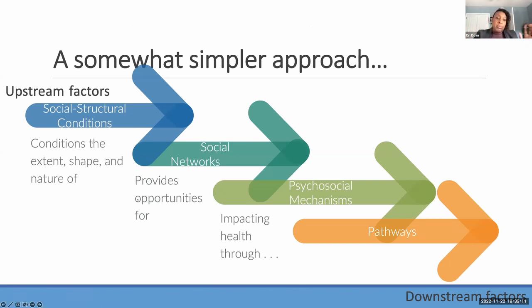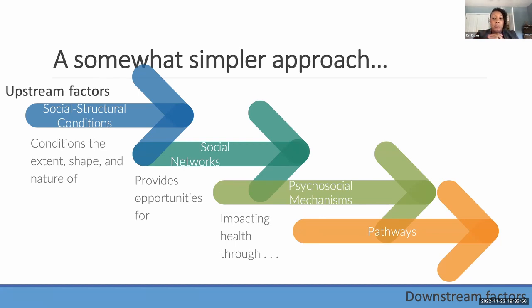So if we go from the upstream, we might say these social and structural conditions condition the extent, shape, and nature of our health and disease outcomes. Our social networks, which provide opportunities for people to be healthy or less healthy, and our psychosocial mechanisms impact health through a number of pathways, which then lead to our downstream factors. So the idea is that our bodies biologically express the social conditions they experience. And this happens over the course of life and across various social gradients based on people's groupings in society.